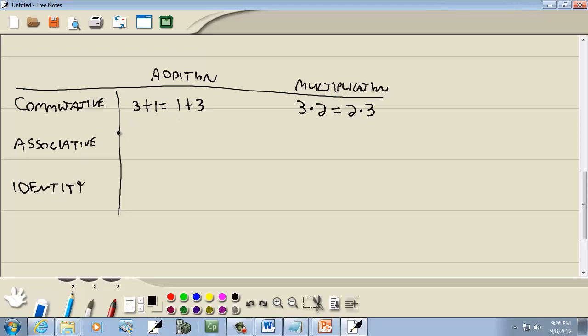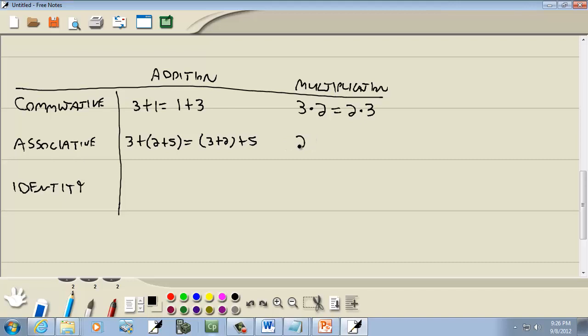Now associative is where you have parentheses and you move your parentheses around. For example, we have 3 plus, and then we got 2 plus 5. Now parentheses tells you to do that first in mathematics. So this would be 2 plus 5 is 7, then add 3 and gives us 10. Well, instead of having our parentheses around the last 2 numbers, let's put the parentheses around the first 2 numbers. Well, 3 plus 2 is 5, and 5 plus 5 gives us 10.